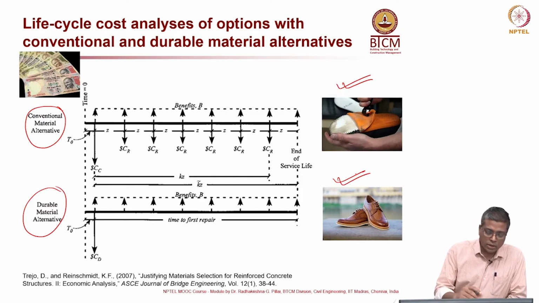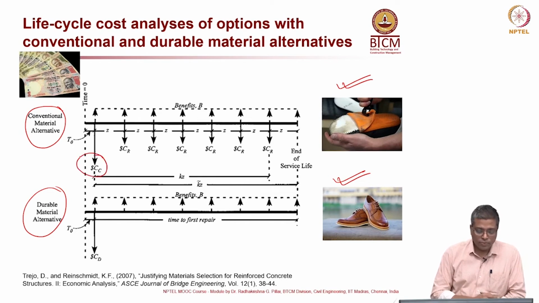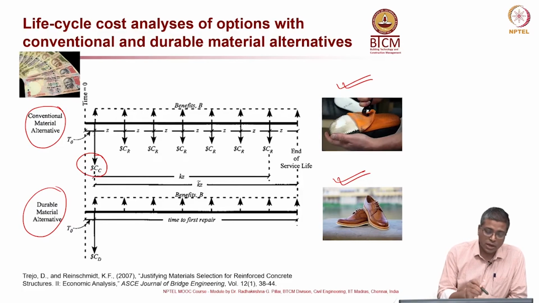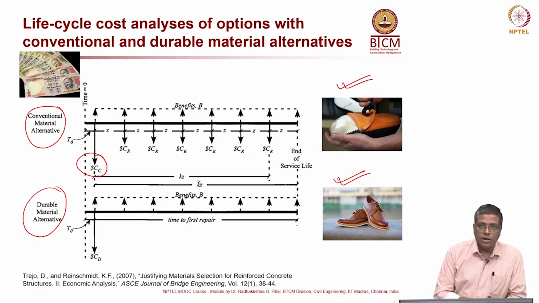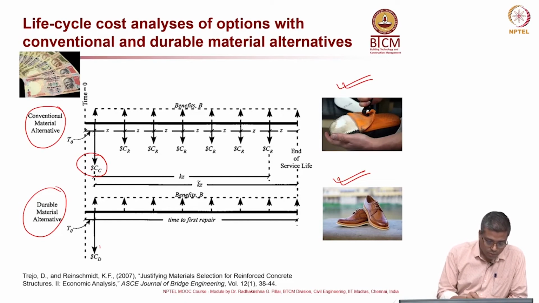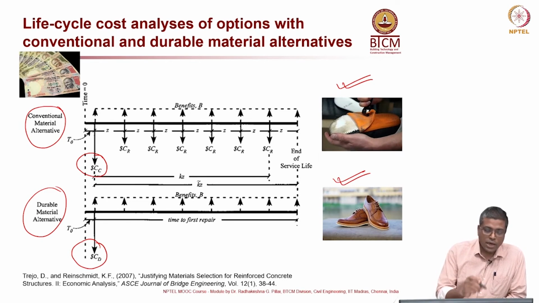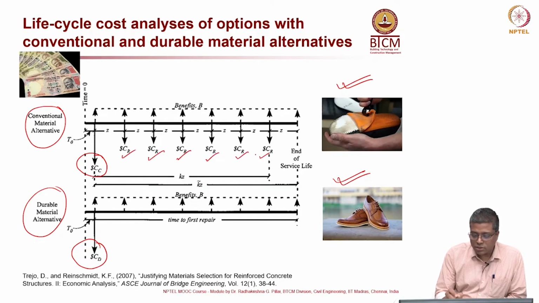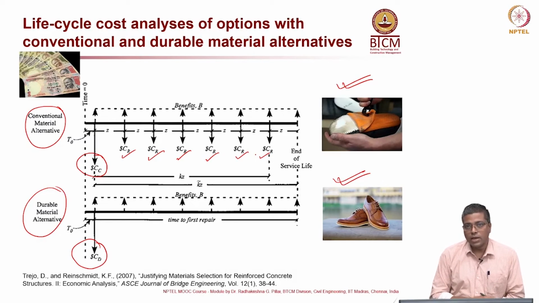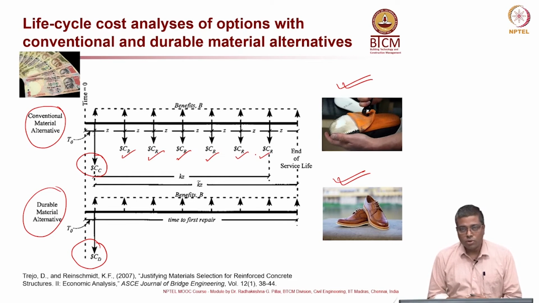Now look at the top half of the graph where you have a CC, or you can say construction cost, with respect to a conventional material. The subscript C is for conventional material, and the bottom one is for durable material. The subscript D is for durable. Now in case of conventional material, there are 1, 2, 3, 4, 5, 6 times repair has to be done.